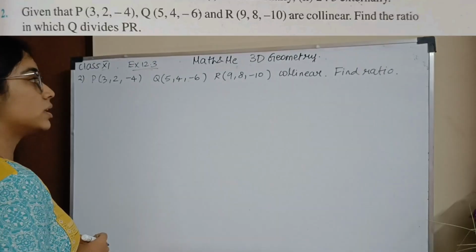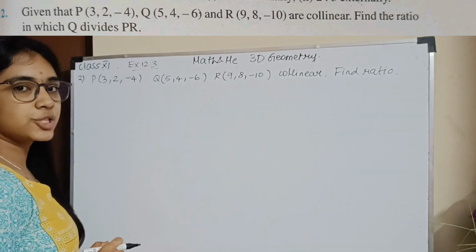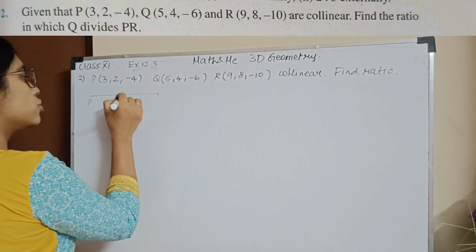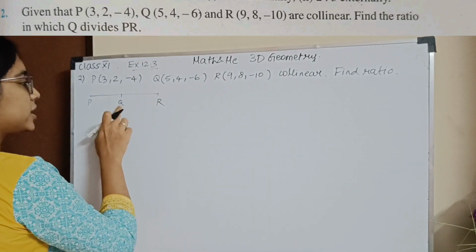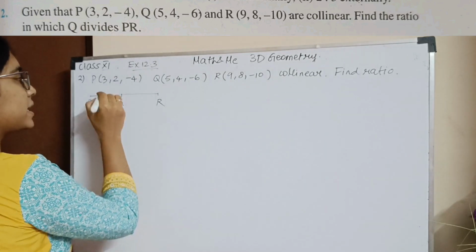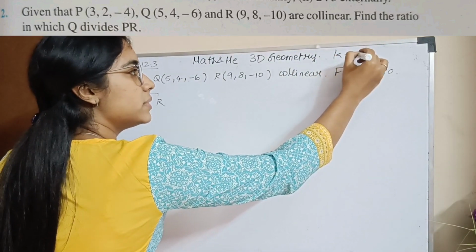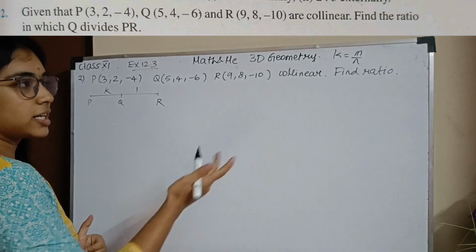Okay, question number 2. In the question it is given that P, Q, R are collinear. I need to find the ratio. Collinear, what does it mean? You have the points P, Q and R on the same line and I have to prove that the point Q divides the line segment PR in the ratio k:1 where k equals m divided by n. Correct? So now, if we find this ratio, that is what is needed.